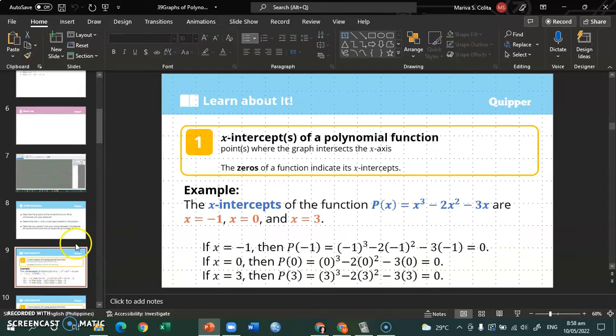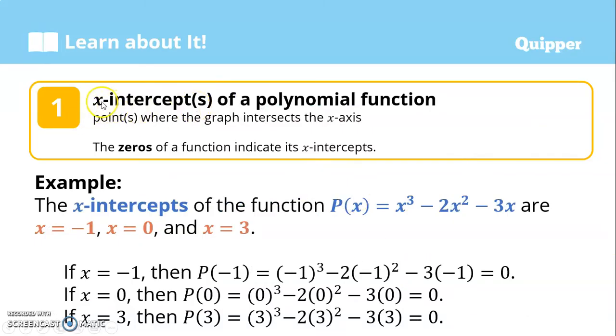And so, let's proceed here. Pag-usapan natin yung x-intercepts of a polynomial function. The x-intercepts of a polynomial function are the point or points where the graph intersects the x-axis. Yung sabi ko nga kanina. So, these are actually the zeros of the function. So, the zeros of the function indicate its x-intercept.